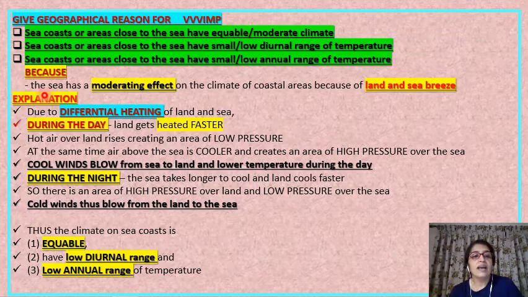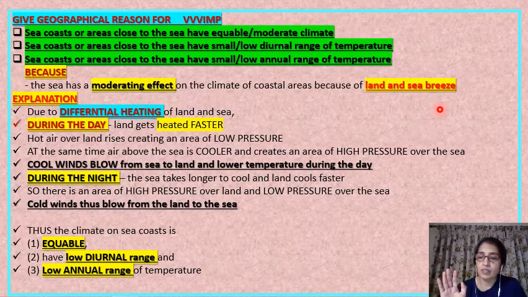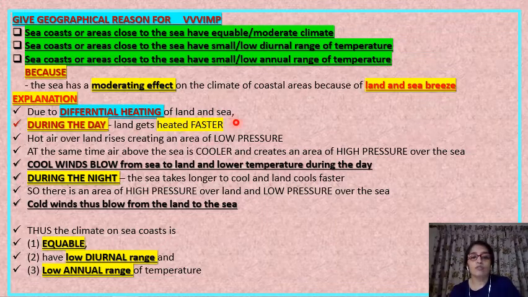Because the sea has a moderating effect or influence on the climate of coastal areas because of land breeze and sea breeze. This is the answer. If it is for 1 mark, this is the answer. If it is 3 marks or 2 marks, then the explanation is required below it. Due to the differential heating of land and sea, because land and sea heat at different rates, land heats faster than sea, we learned that.